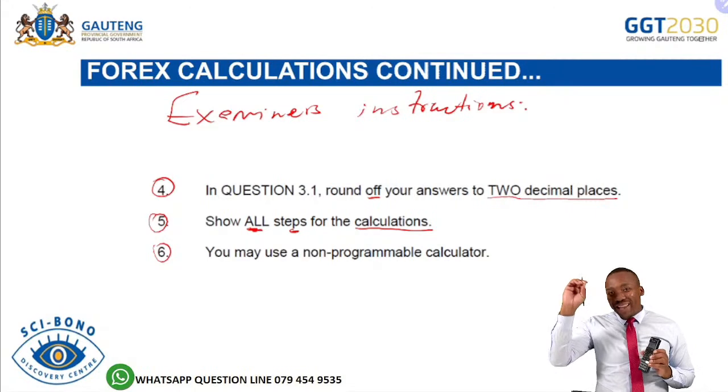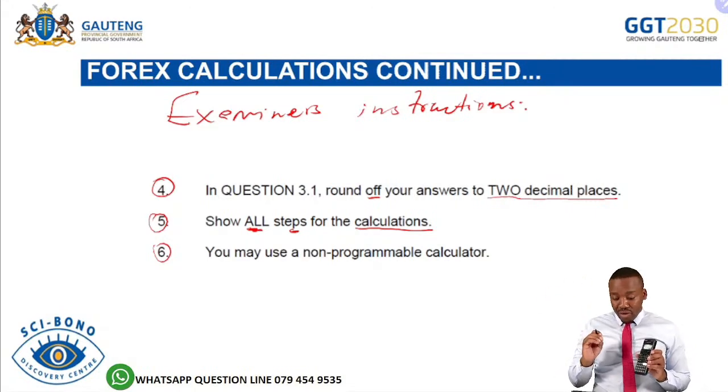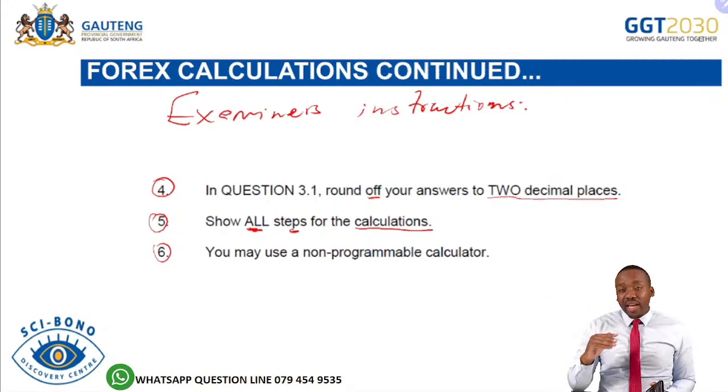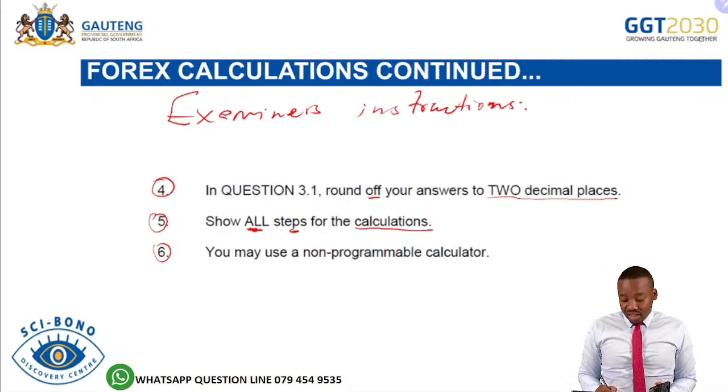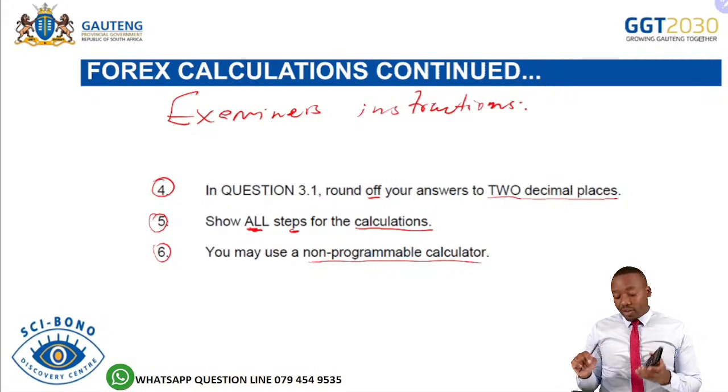So if you want to get marks, I will show you the skill there. You need to make sure that you show us all the steps for your calculations, and obviously a non-programmable calculator needs to be used. Round off your answers to 2 decimals. Show all the steps for your calculations if you want to get full marks.